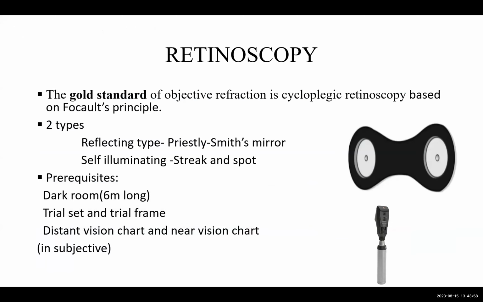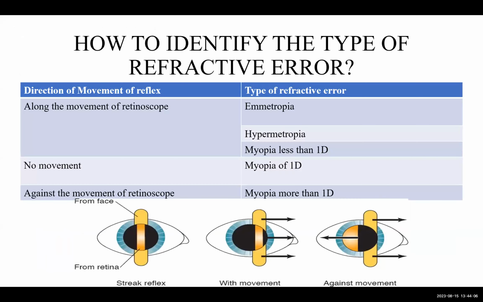What are the prerequisites of retinoscopy? A dark room, 6 meters long, a trial set and trial frame, a distant vision chart, and a near vision chart. So how do we identify the type of refractive error? We see the direction of movement of the reflex. If it is along with the movement of the retinoscope, it can be emmetropia, hypermetropia, or myopia of less than 1 diopter. If there is no movement, myopia of 1 diopter. If it is against the movement of the retinoscope, myopia of more than 1 diopter.